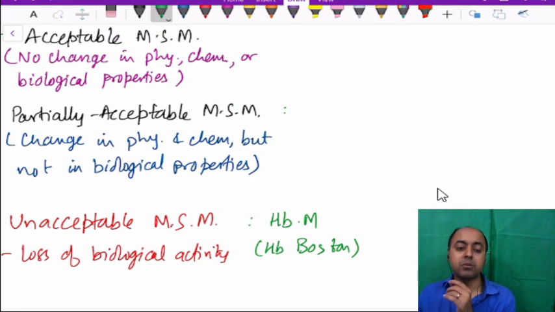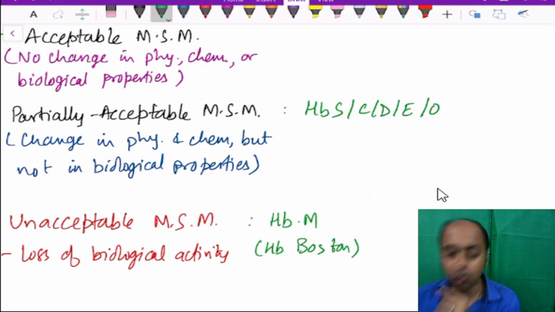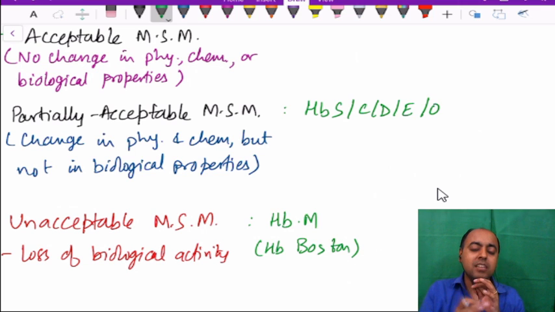Example of partially acceptable missense mutation: HbS, C, D, E, O. All of these variants of hemoglobin are partially acceptable missense mutations. Why? The ability to transport oxygen is unaffected. However, there is some change in one or other physical or chemical properties. For example, in HbS, there is tendency towards sickling in the deoxygenated state. But the ability to transport the oxygen is still the same. So, no change in biological activity, but alteration of physical or chemical properties.